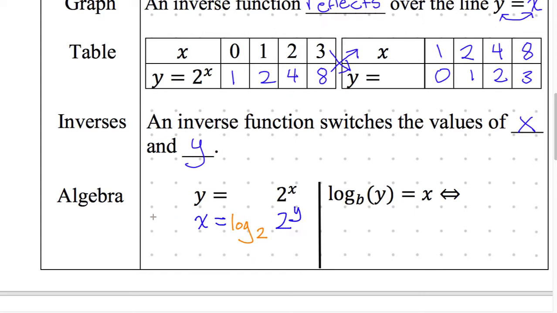Wait, why do you do 2? Because 2 and 2, these two match up. So it'll always be that number? It will always be that number. To undo it, you always do the base of the base. This was base 2, so do log base 2. If I say 2 to the power of x, the base here is 2. If I say log base 2, the base is 2. They have the same base. If they have the same base, they will cancel each other out.